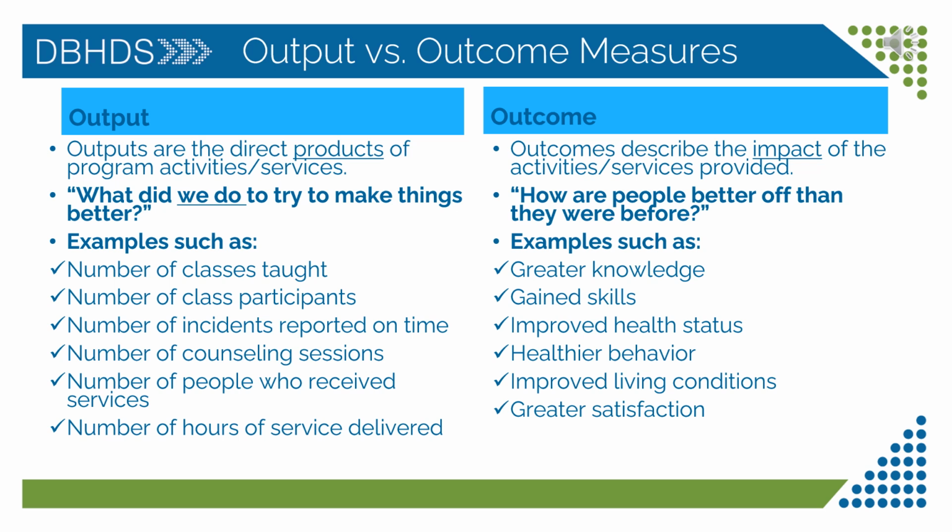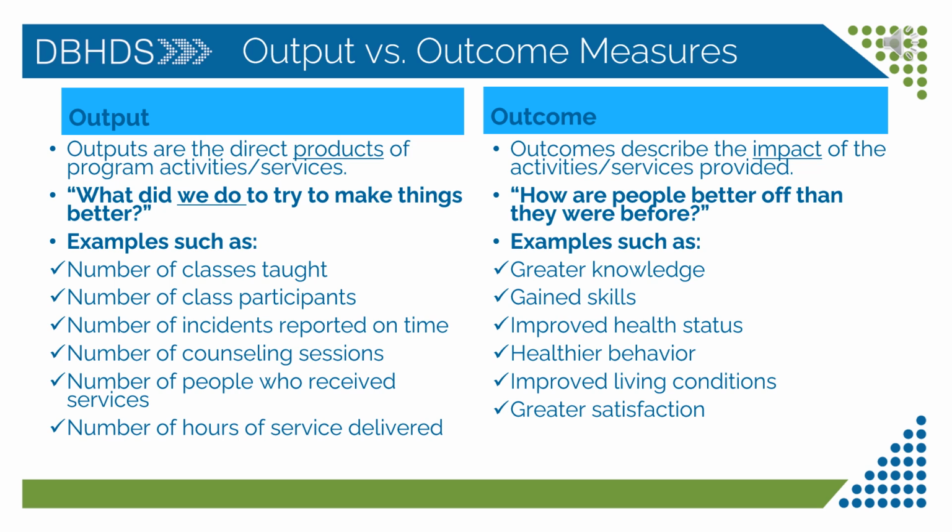Okay, let's start with outputs. Outputs are the direct product of your program activities. It answers the question, what did we do to try to make things better? So examples might be the number of classes you taught, number of participants, number of incidents reported on time, number of counseling sessions or people who received services or hours of service delivery. These are things that we did that we can count.